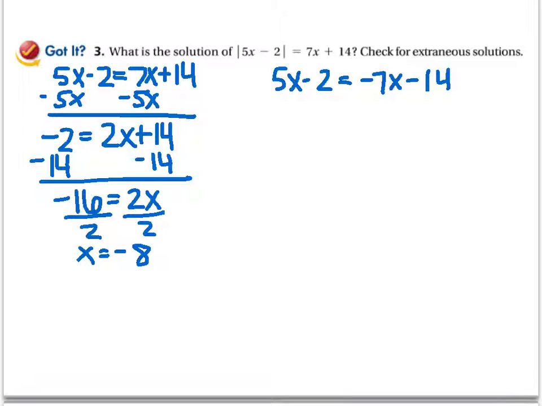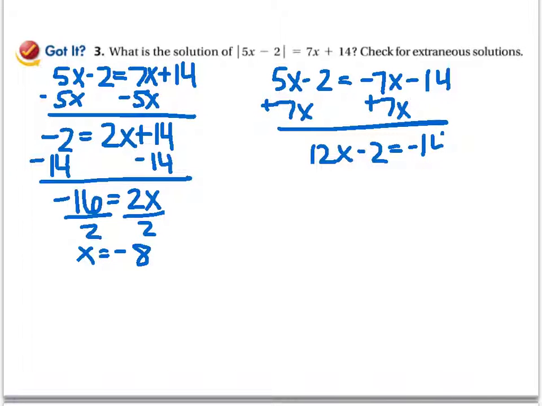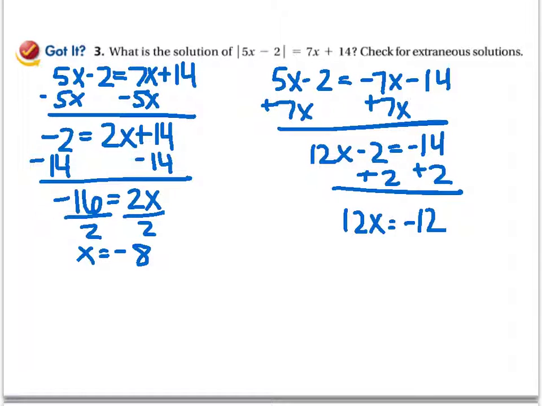And then for the right-hand side, go ahead and solve. I tend to always, if possible, make my x value positive. You guys can do it as you like. So you get x is negative 1. So we've got two answers to try, negative 8, negative 1. Check for extraneous solutions. Go back to your original and put it in.